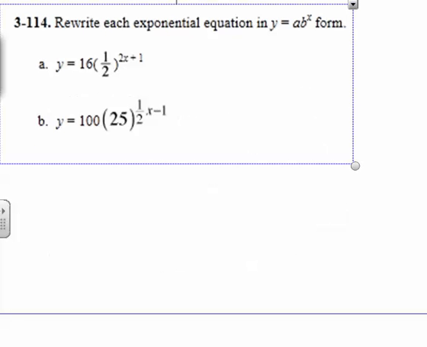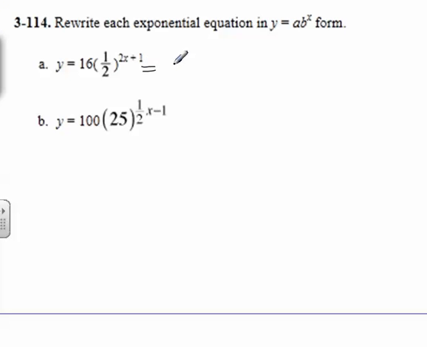All right, last one, 114. Rewrite each in this form. Okay, this is where we do the splitting this into pieces. So this becomes 16 times 1/2 to the power of 2x times 1/2 to the power of 1. Do you remember if these are added, we could split those? And then let's simplify this. Okay, 1/2 to the 1 is just plain 1/2. So 1/2 times 16, 1/2 of 16 is 8.